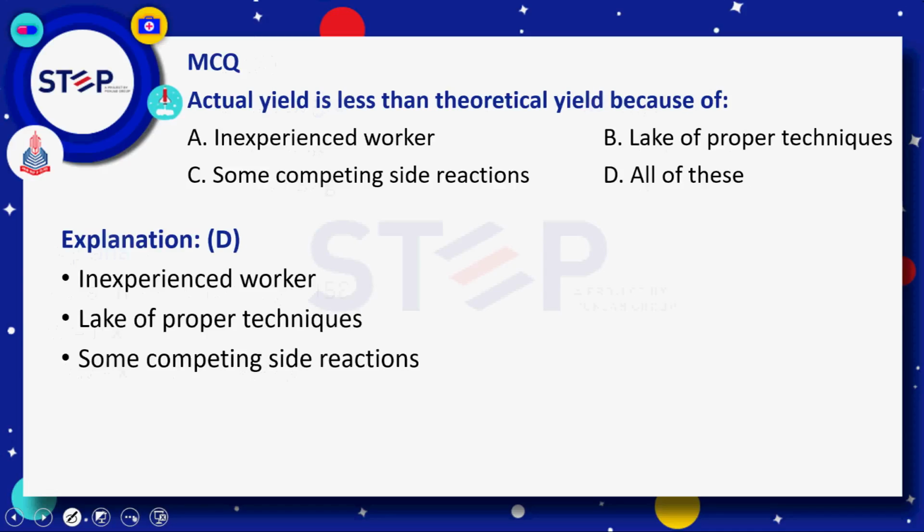Why is actual yield less than theoretical yield? We have already told you: inexperienced worker, lack of proper technique handling, some competing side reactions. So the answer will be all of these. Delta is the right answer.